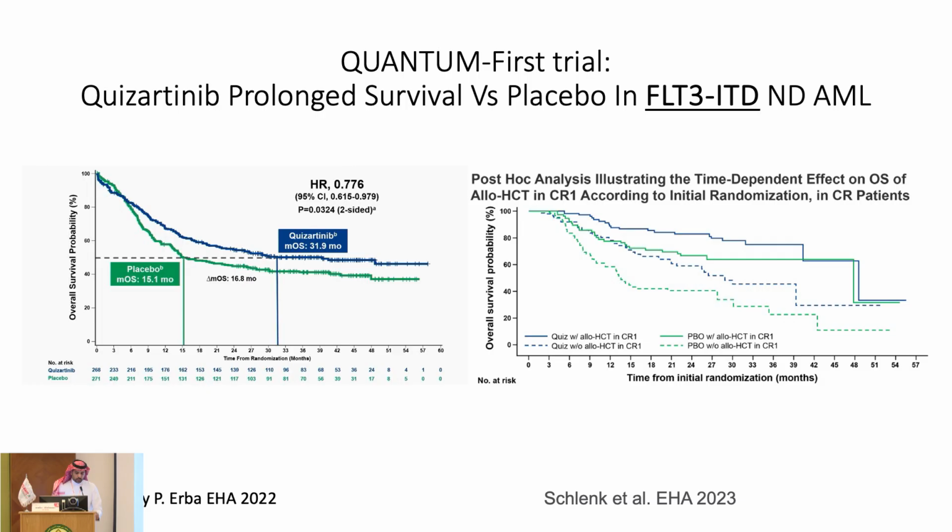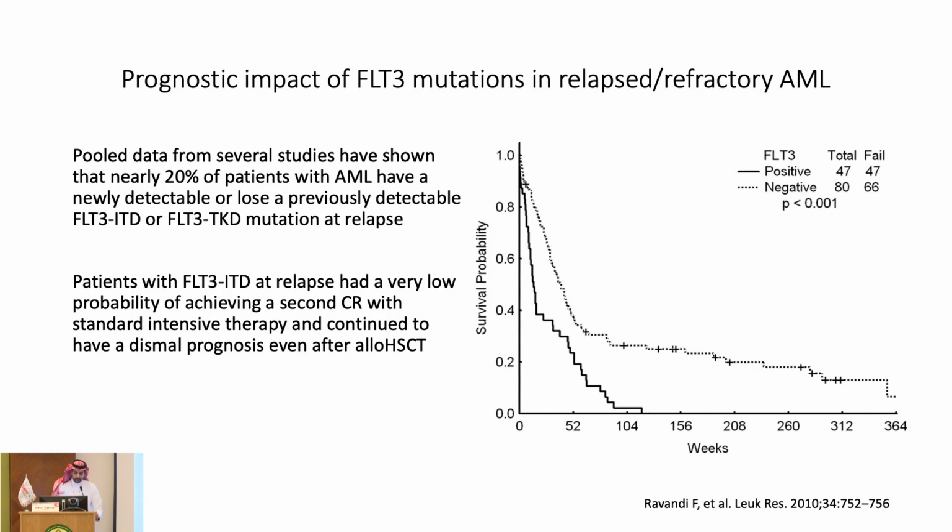And you can see that there was an improvement in overall survival. The median overall survival was 31.9 months for quizartinib versus 15.1 months for placebo. And again, patients who went into allogeneic transplant while in CR1 actually had the best outcome, for those who received quizartinib in the maintenance as well.